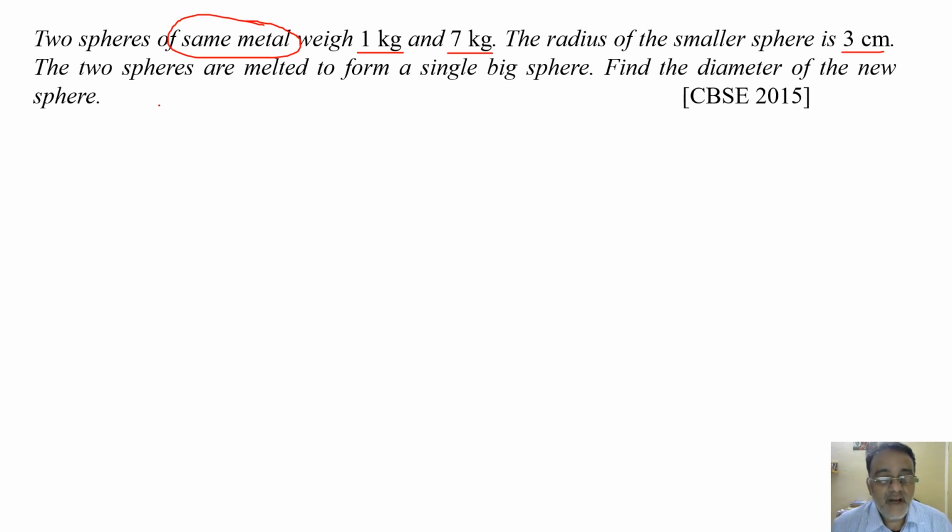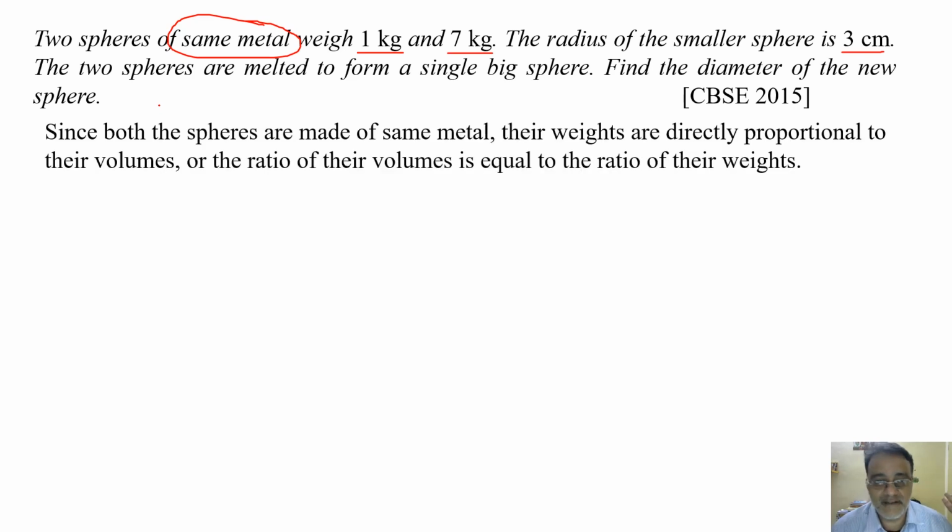Right. Now, since both the spheres are made up of same metal, their weights are directly proportional to their volume. Or we know that the ratio of their volume is equal to the ratio of their weights. Okay? Why? Because both are made up of same metal. That is, the ratio of their volume is equal to the ratio of their weights.